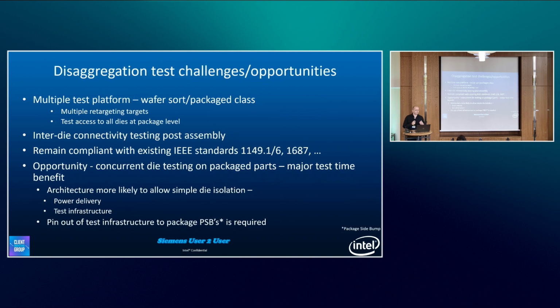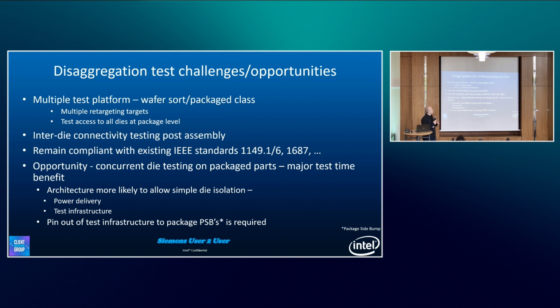But it brings about challenges as well as opportunities. For challenges, first of all, we have multiple test platforms now. Before, we used to do sort wafer testing and then package testing, but it more or less looked the same. Now we have sort wafer testing for individual dies, and then once we assemble them, we want to test the assembly before packaging. And then after packaging, we're doing the final testing where we have class testing, binning, PPV, CMV, etc.